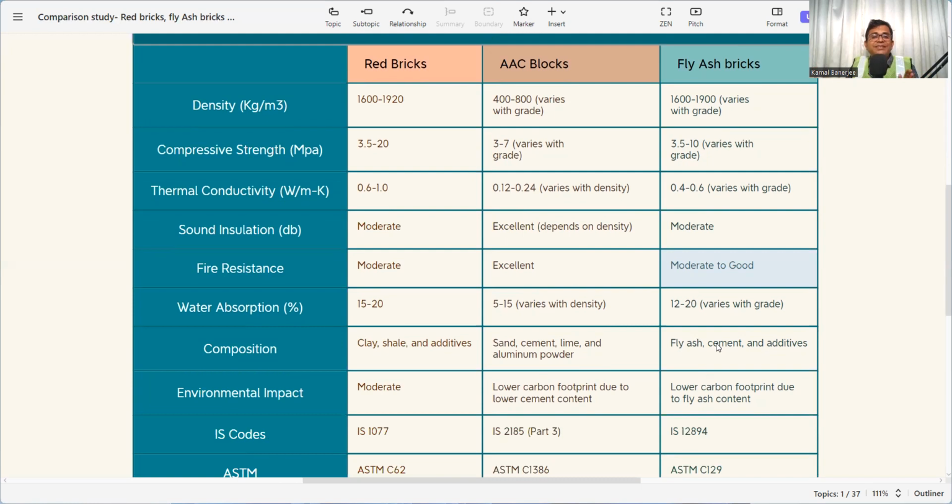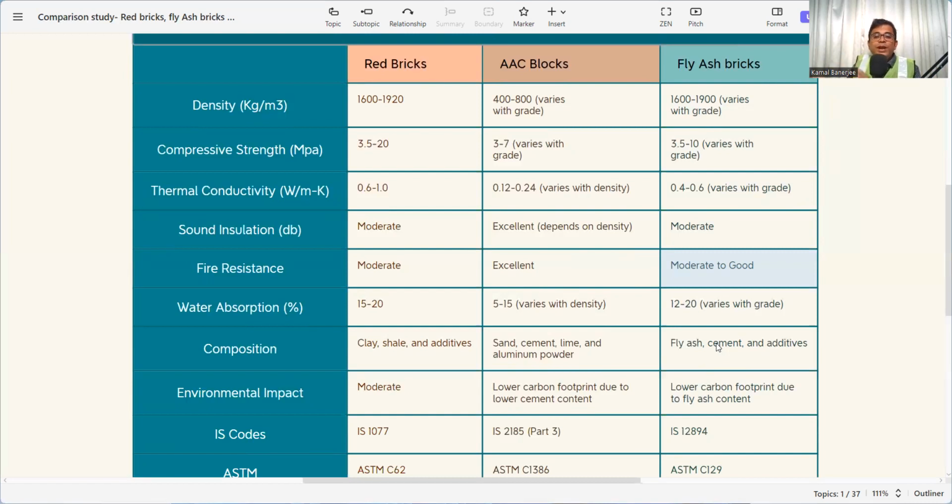Composition is red bricks is clay, shale, and additives, whereas AAC is sand, cement, lime, and aluminum powder, and fly ash bricks is fly ash, cement, and additives. Now, wherever we are preparing red bricks, it is harmful for the environment because we are digging the clay and the mud, and they will heat that, and that huge heat also produces carbon dioxide and heat into the environment. It is not environment friendly.